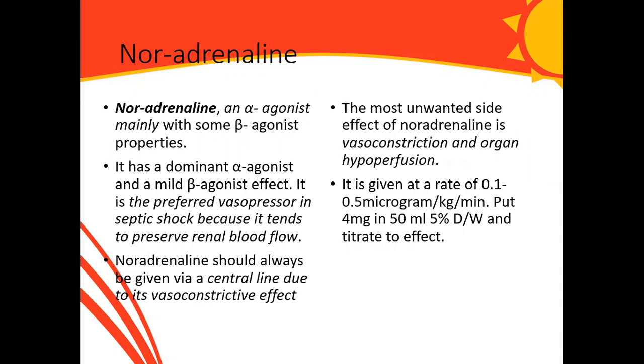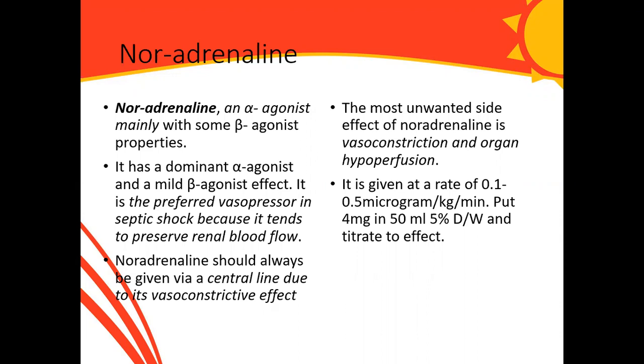Noradrenaline is mainly an alpha agonist, but it has some beta agonist activity, which is not very significant. It has a dominant alpha agonist effect, I mentioned that before, and it is a preferred vasopressor in septic shock. It's been said that it tends to preserve renal blood flow. We're going to go into that as we go on.